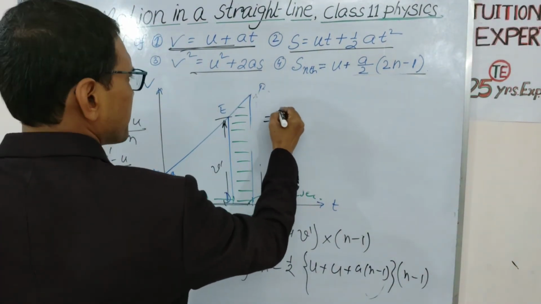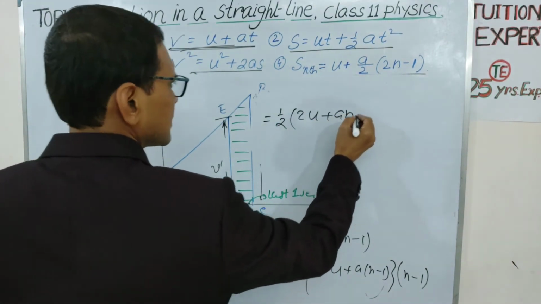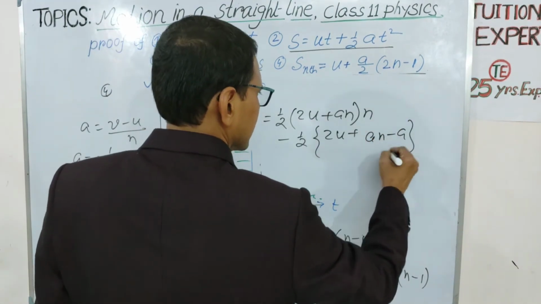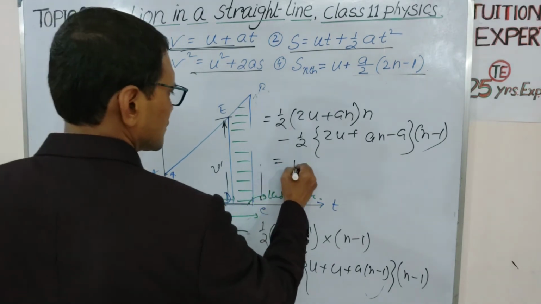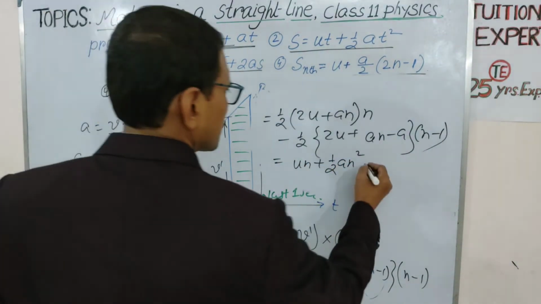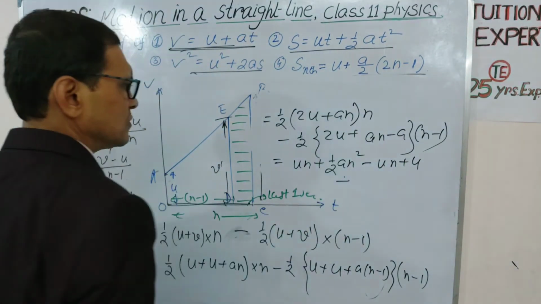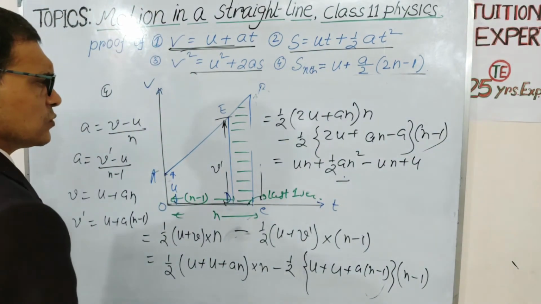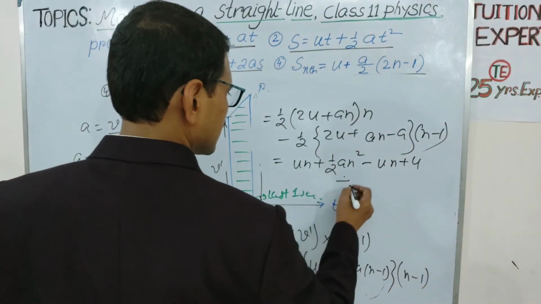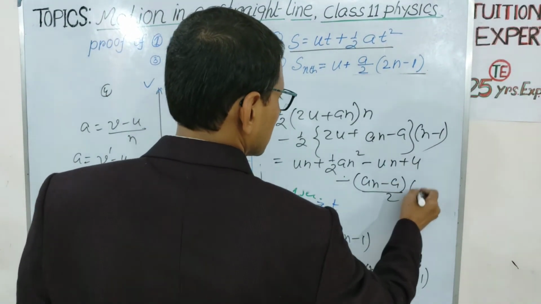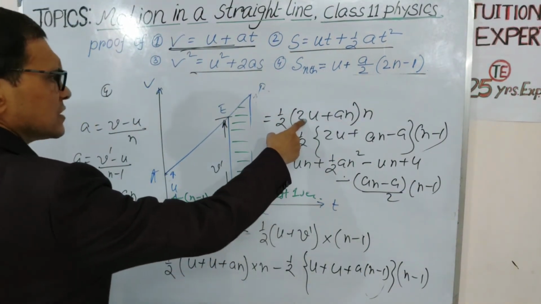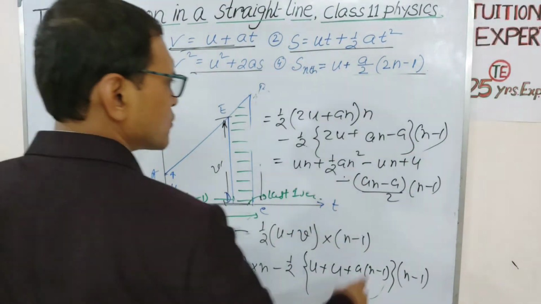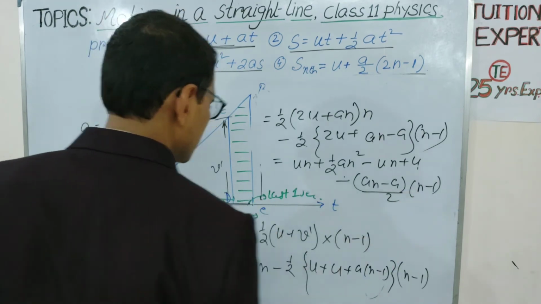Simplification is half. So if we multiply u minus n into u plus... and minus an, so first u, 2u by 2, that is u into n plus half a n square, minus here we get minus u minus un minus u minus un plus u, and this equals n minus a minus half into n minus n. So this and this cancel.